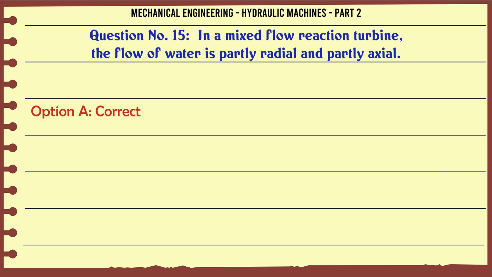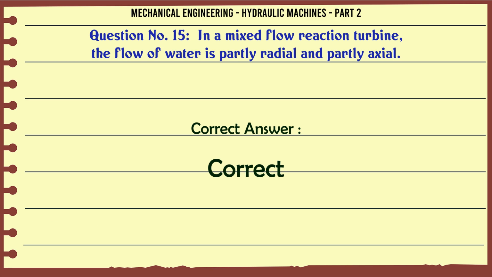In a mixed flow reaction turbine, the flow of water is partly radial and partly axial. A. Correct. B. Incorrect. C. D. The correct answer is correct.